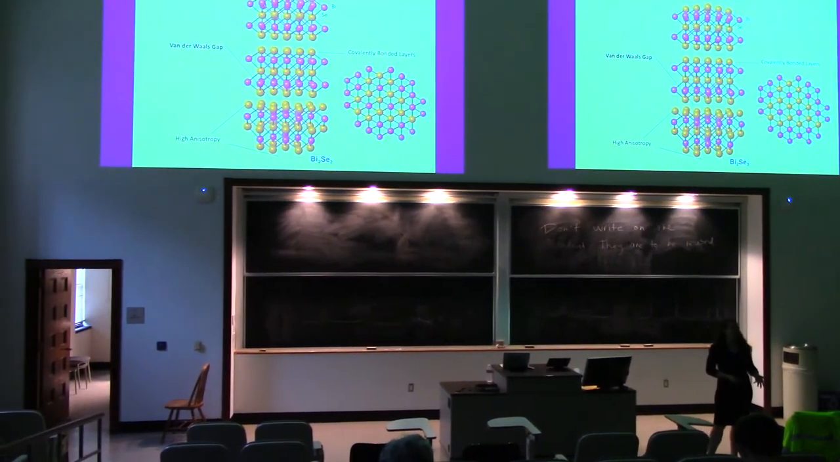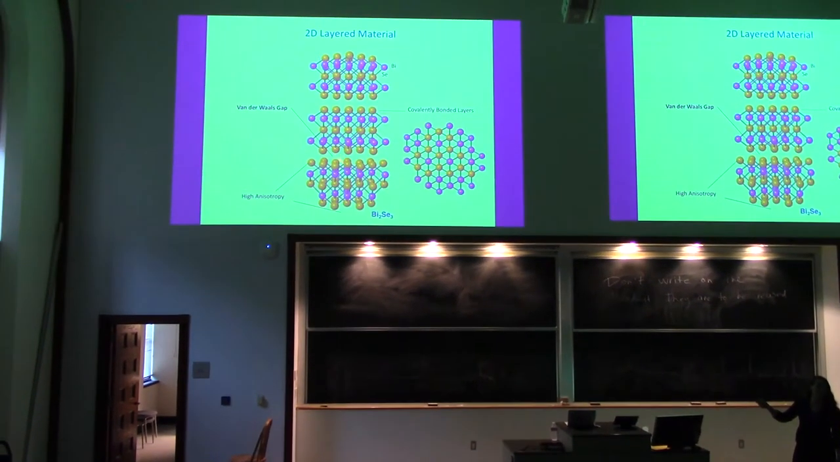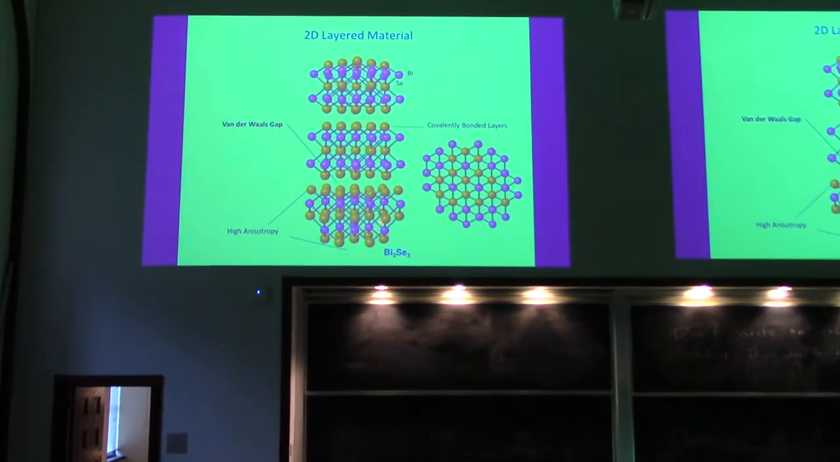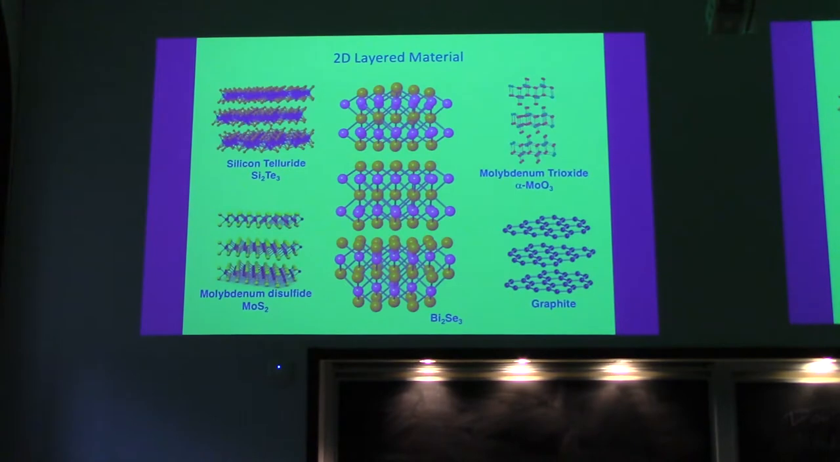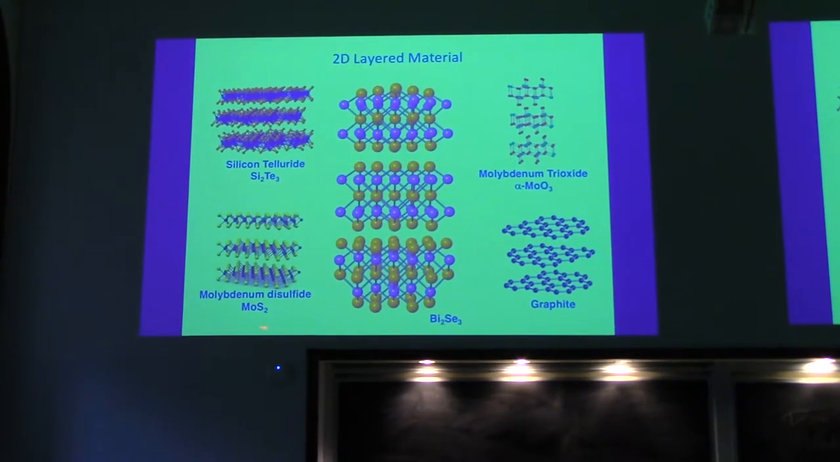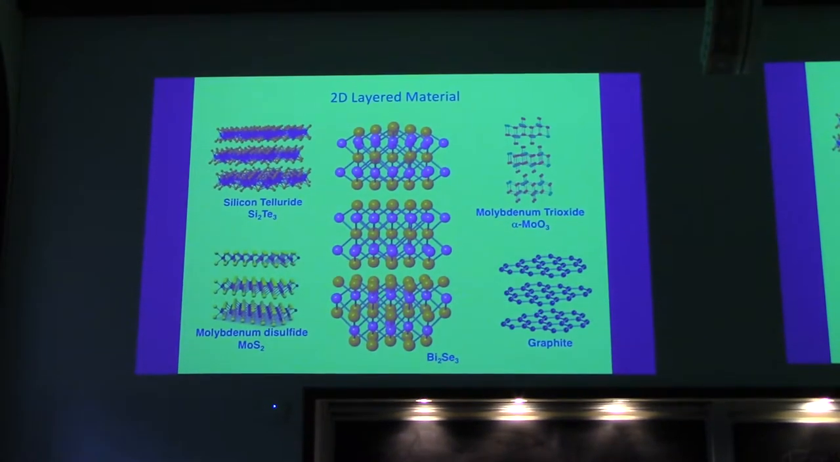All of these materials consist of a series of covalently bonded layers that are held together by van der Waals gaps, and you can put things inside of these van der Waals gaps. There's a high degree of anisotropy in these materials. It's a huge class of materials. We've got all sorts of different ones, of course graphite, from which you can make graphene. Ones that you'll see in this talk: molybdenum disulfide, silicon telluride, which is one that we make in my group, and molybdenum trioxide.